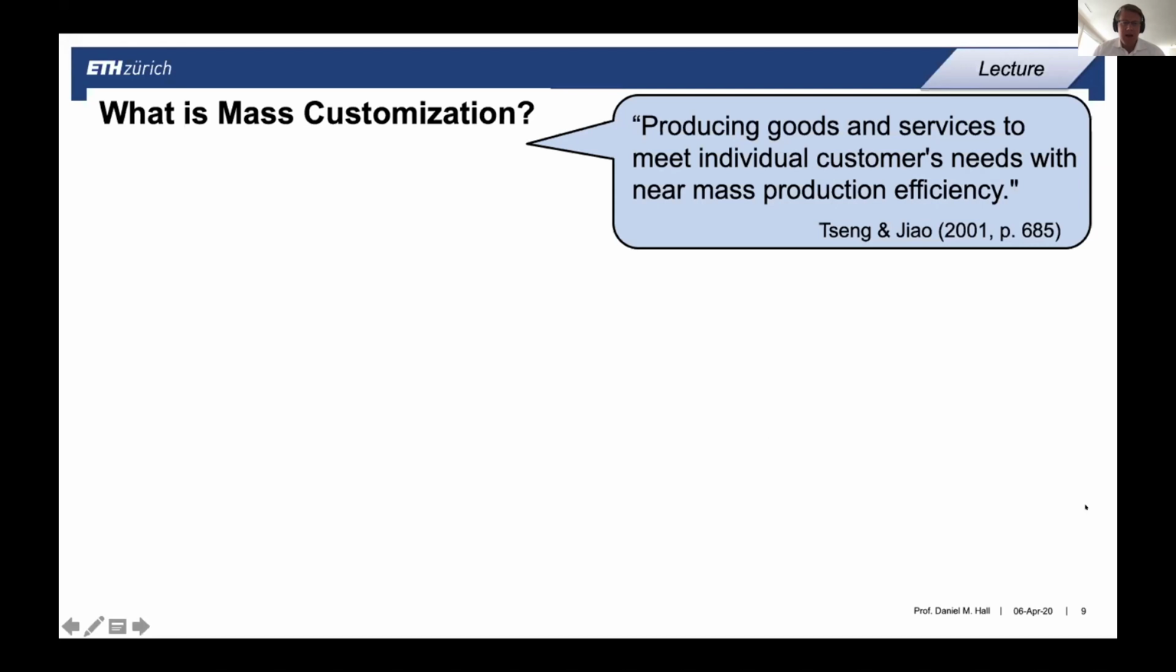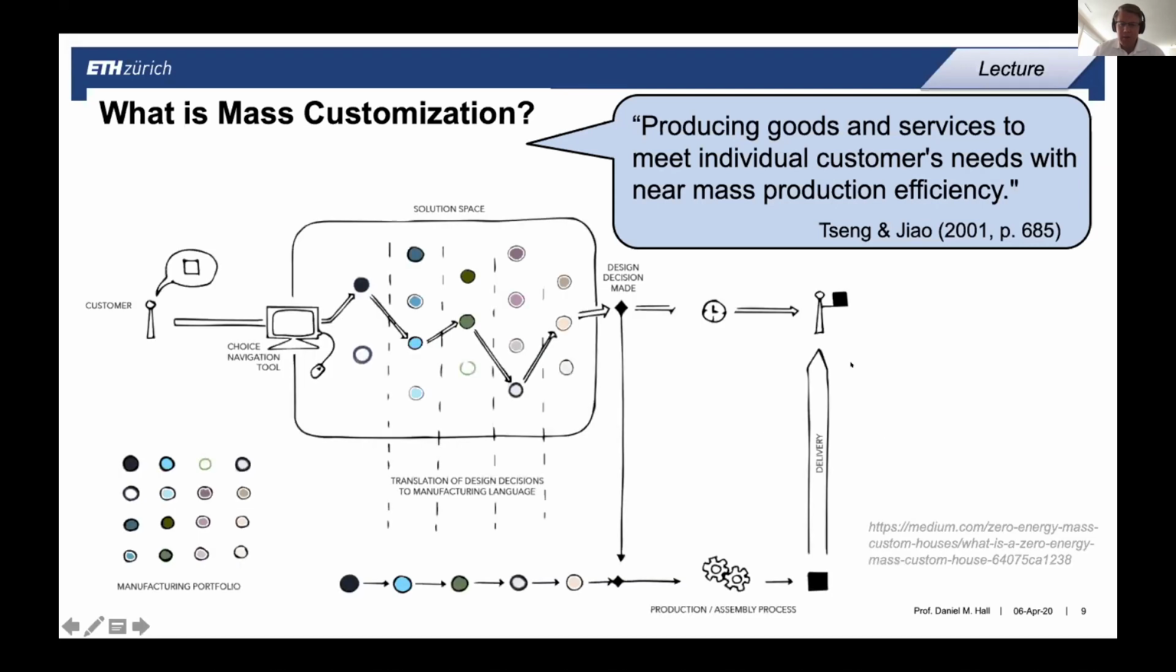That's a bit of an academic definition, or maybe a bit dry. So here I have a diagram that I found that I think highlights the process of mass customization in a nice way. First we start down here, you have a manufacturing portfolio, and these are all the different things that you could possibly manufacture. You know how to manufacture these circles, these dots. And then you have a customer, and the customer has to engage with a choice navigation tool. This could be like a configurator or something similar.